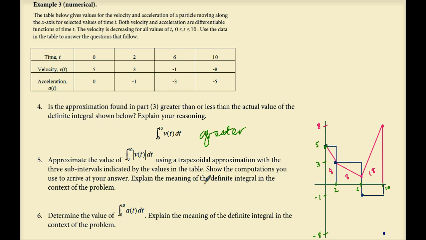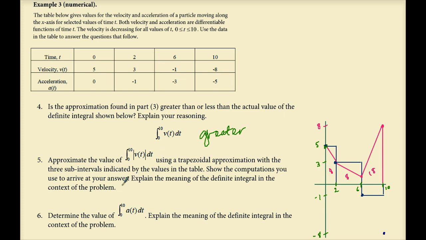Approximate the value of the integral of the absolute value of v of t dt from 0 to 10 using a trapezoidal approximation with 3 subintervals indicated by the values in the table. Show the computations you use to arrive at your answer and explain the meaning of the definite integral in the context of the problem. The pink lines represent the trapezoidal approximation. I've taken the negative velocity values and made them positive, and when we add up the areas of these 3 trapezoids, we'll have the approximation of this integral. This integral will find the total distance traveled by the particle.